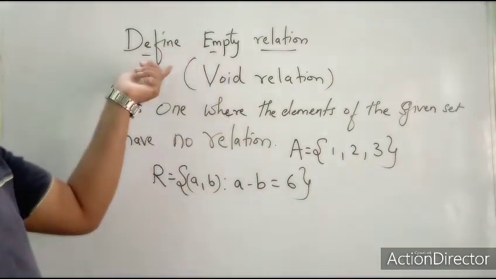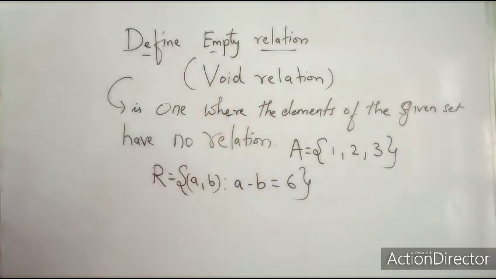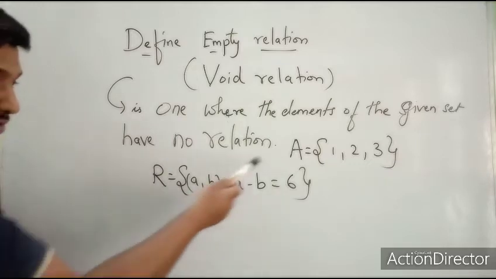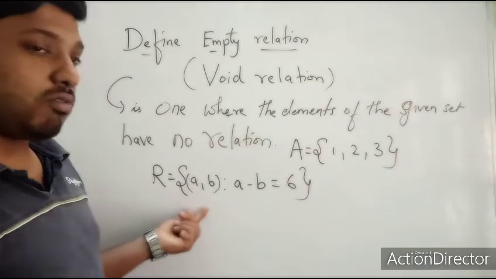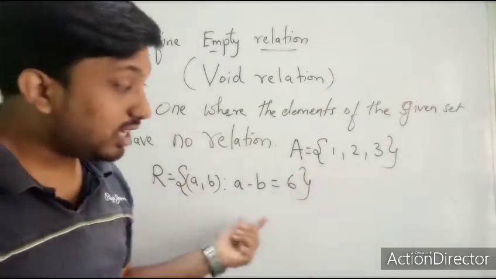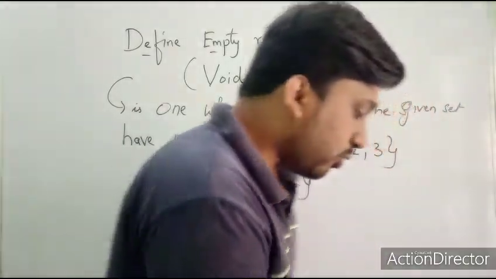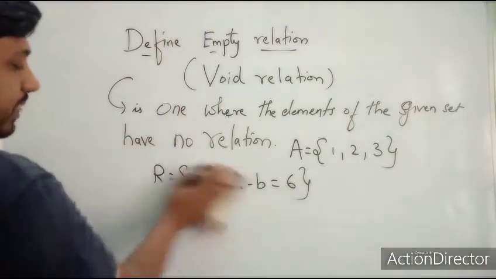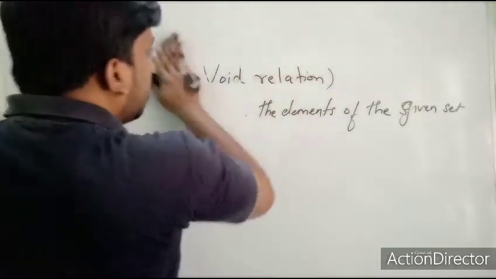So how to define an empty relation? The first question in the model paper 1 mark. So an empty relation or the void relation is one where the elements of the given set have no relation. Let's say for example A is equal to {1, 2, 3} and the relation (a, b) such that a minus b is equal to 6 is a relation which is not matching here. So it is a void relation or an empty relation. I hope you are understanding. So next we'll go with the second question.